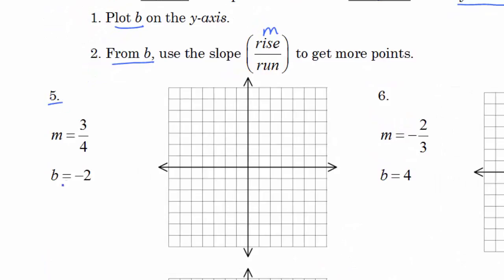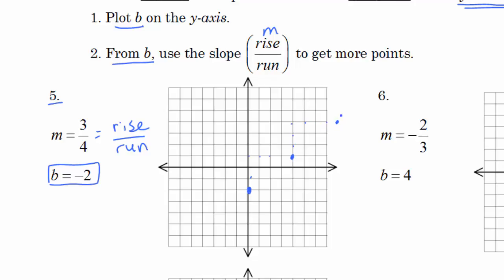So looking at number 5, we're going to plot the B on the y-axis, and then we're going to use our slope to get more points. So from here, from our B, we're going to rise 3 and run 4, and it's all positive. So we're going to go up 1, 2, 3, and over 1, 2, 3, 4, put a point. Do it again from this point. Up 1, 2, 3, and go over 1, 2, 3, 4.